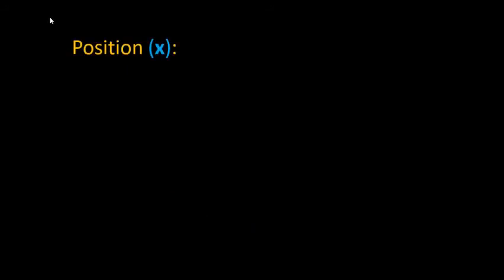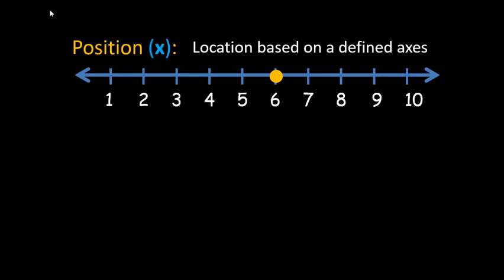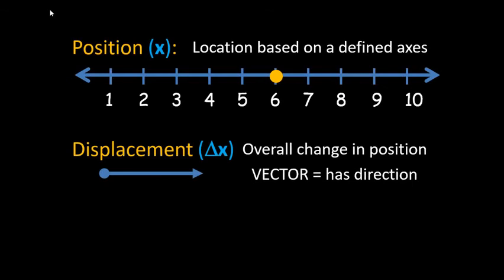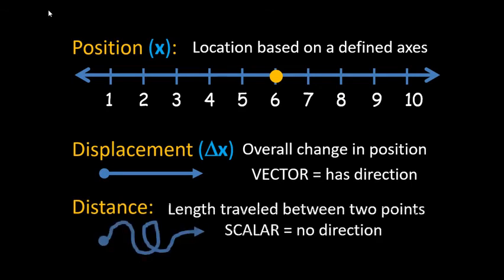A position is a location based on a defined axis. Displacement means the overall change in position. This number is a vector. And by distance, we mean the length traveled between 2 points. This is a scalar with no direction.